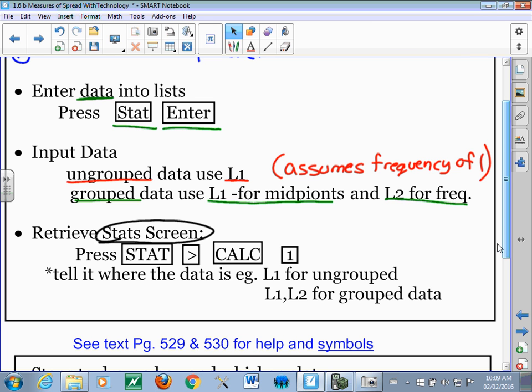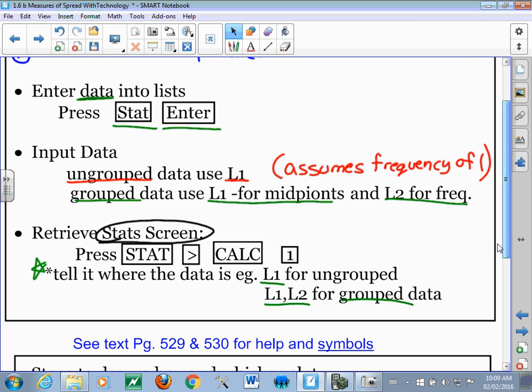The steps that you need to do to get there is you press Stat, over to Calc, and press 1. And 1 says one variable stats, and you have to tell it where the data is. So if it's just in L1, then you type in L1, but if you've got data in L1 and L2, which means you've got grouped data, then you've got to tell it where it belongs.